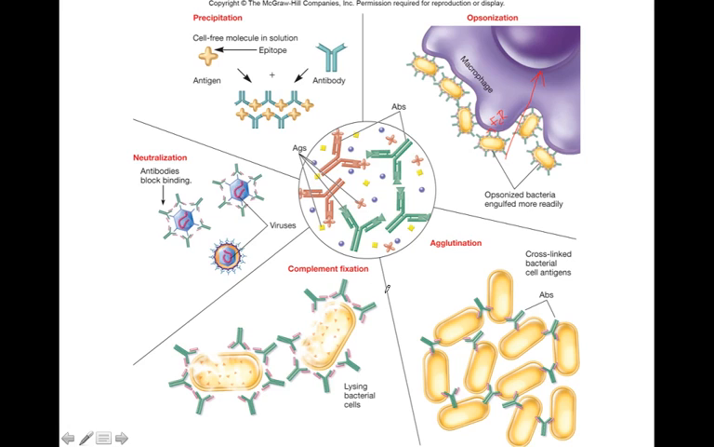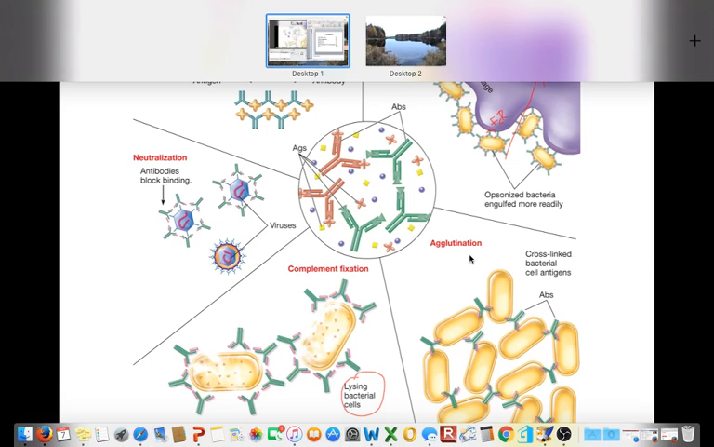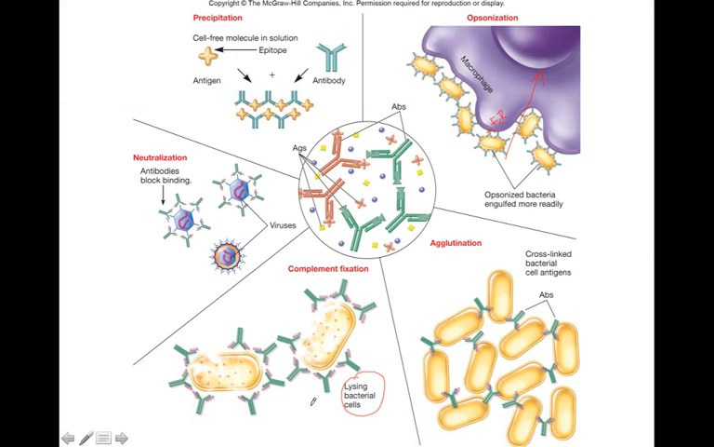You can also have complement fixation. So we talked briefly about complement, and one of the things I want you to know is some of the outcomes of complement. One of the outcomes is that it can activate and lyse bacteria. We also talked about how it can influence inflammation. So there are anaphylatoxins that are released that can influence inflammation and recruit other cells to the area.